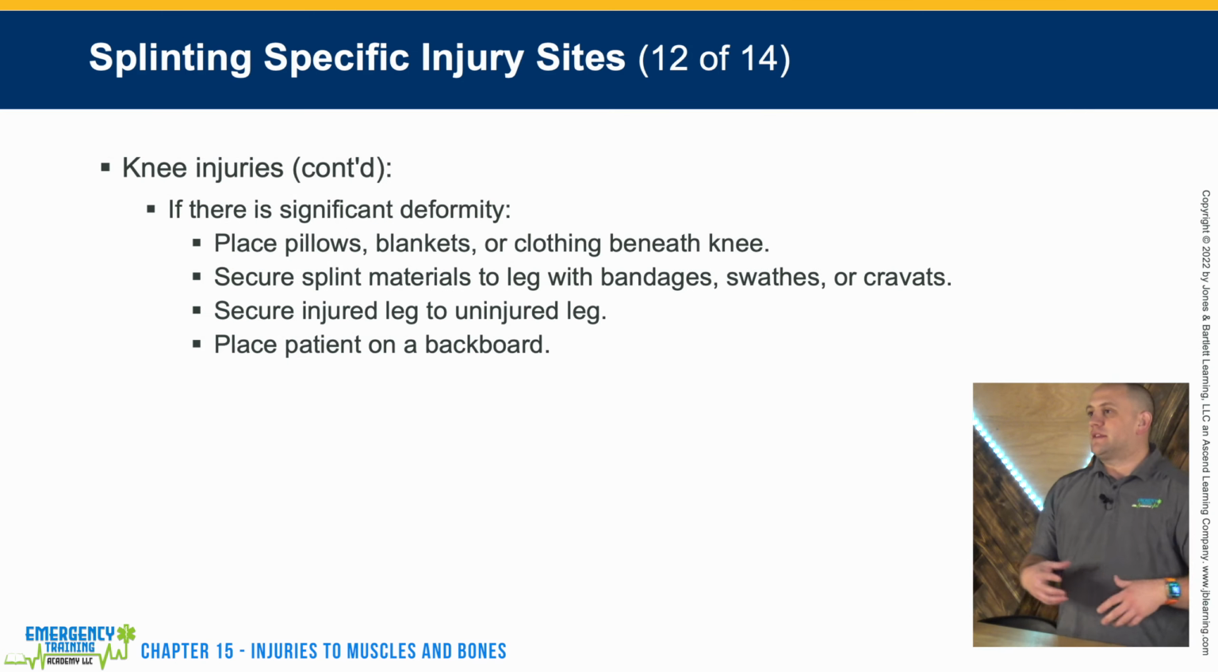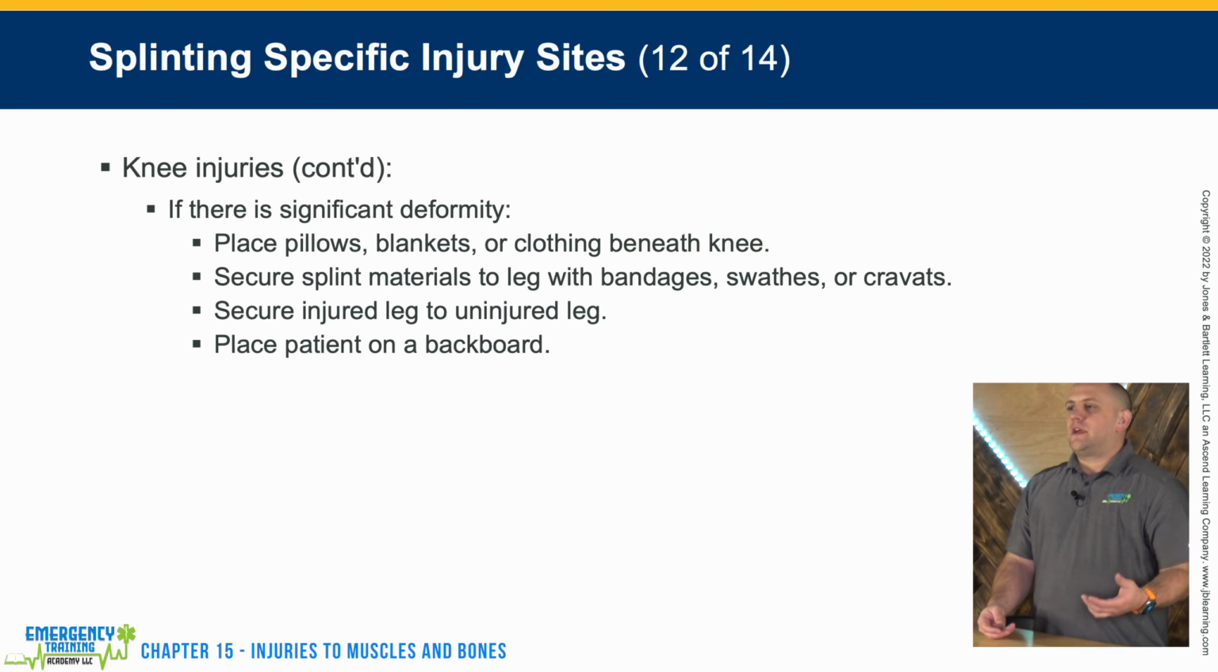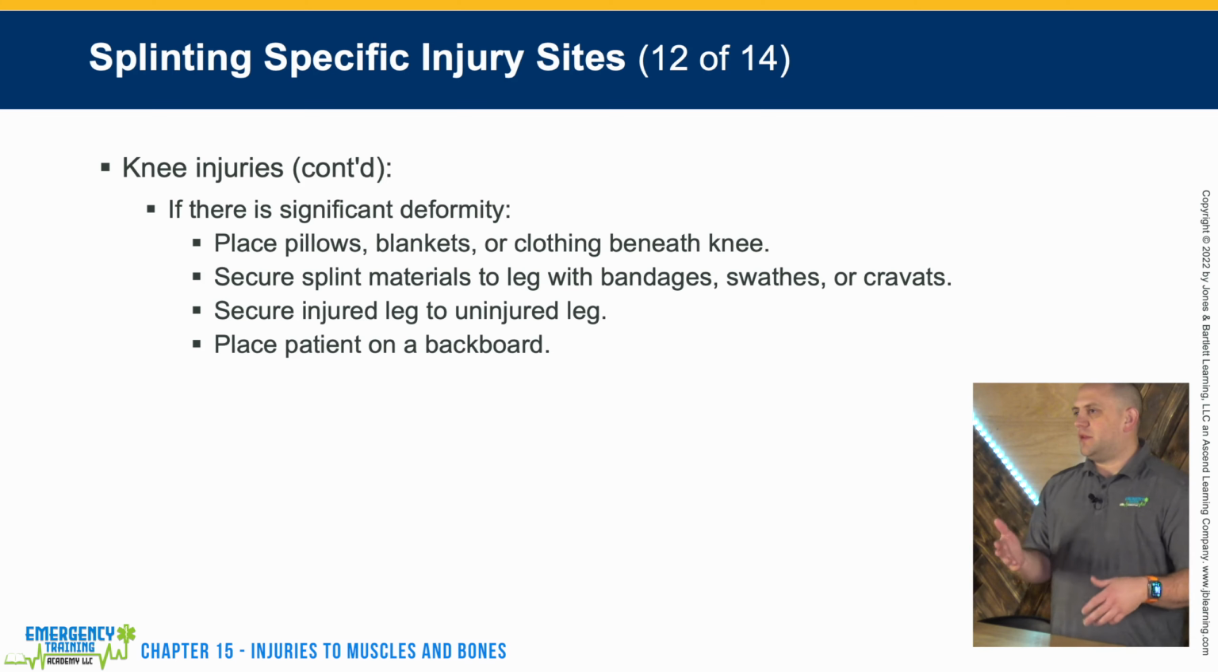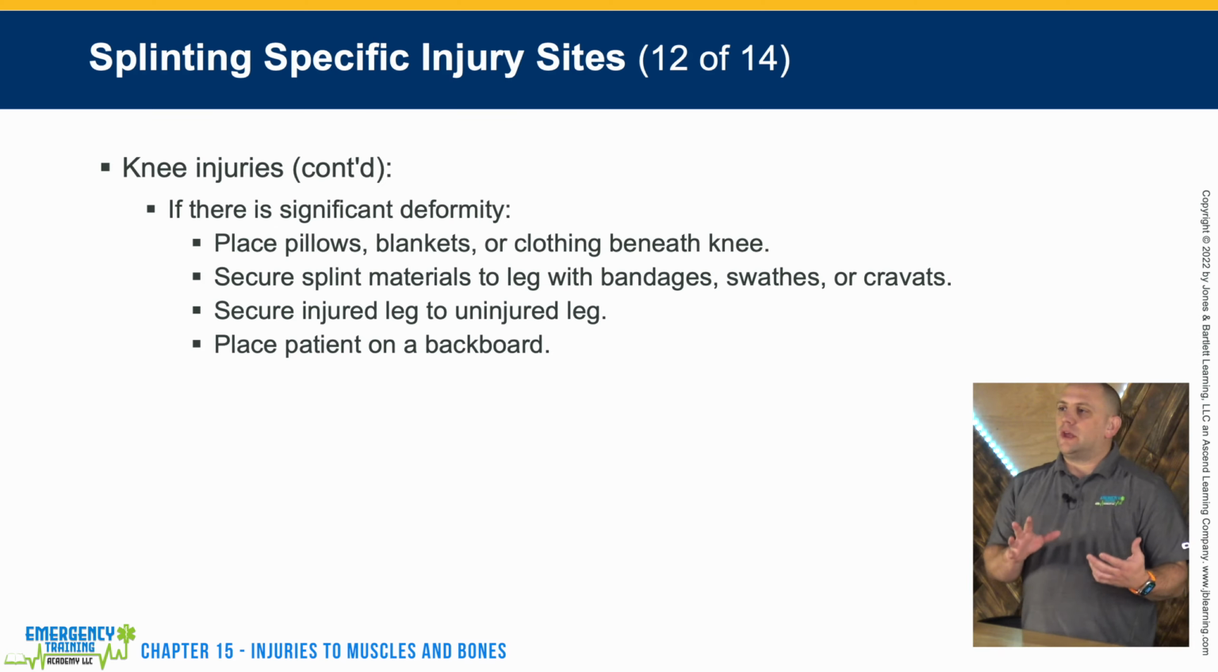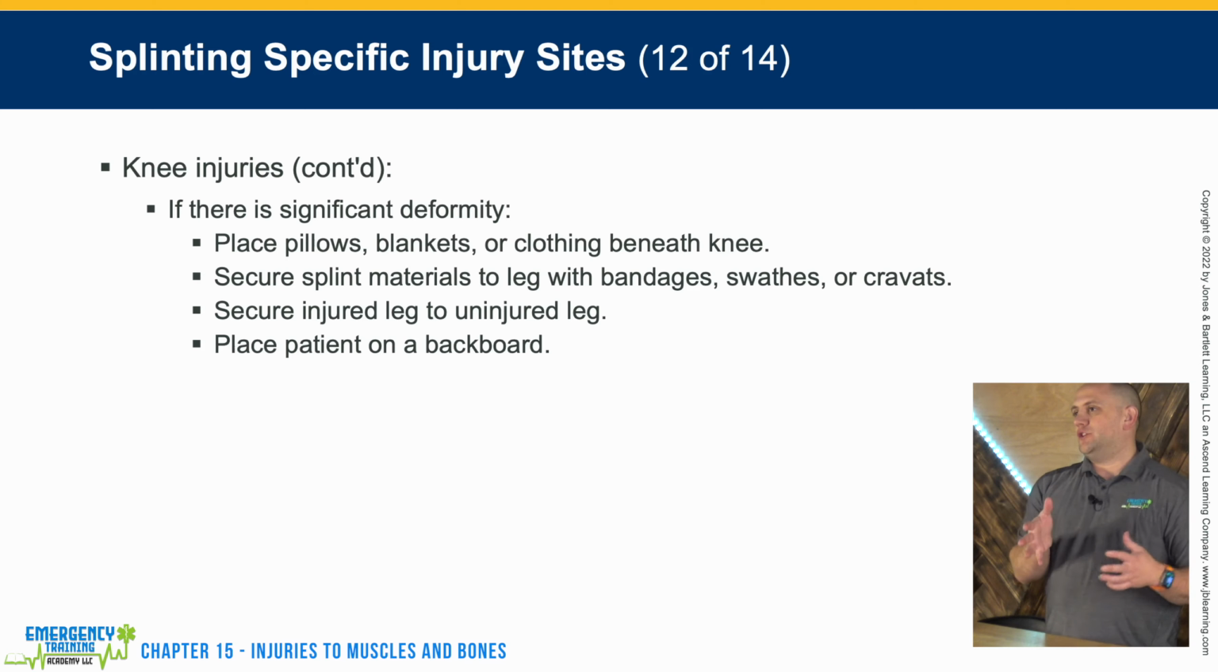If the leg is not straight and there is significant deformity in the knee, then we may need to use other bulky soft paddings to splint these patients, finding either pillows or blankets or whatever else we have to splint it in the position that we found it, and then securing it to the uninjured leg. So any of these leg splints that we're doing, we can use the other leg as that rigid support, making sure that the other one isn't moving.